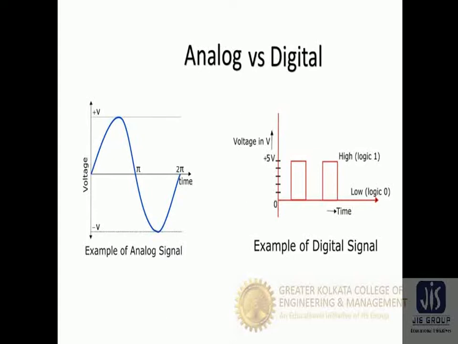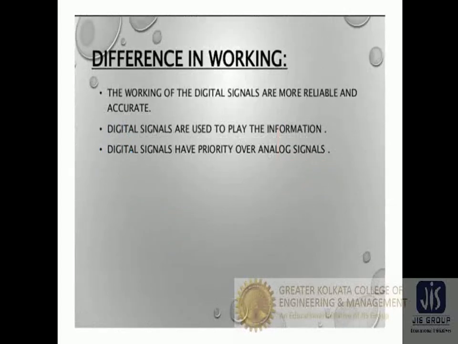Analog is continuous in the amplitude domain, and digital is discrete in the amplitude domain. That is called a digital signal. We are moving forward towards the difference in working, how the signal varies from time to time. In terms of working, digital signals are more reliable and more accurate.